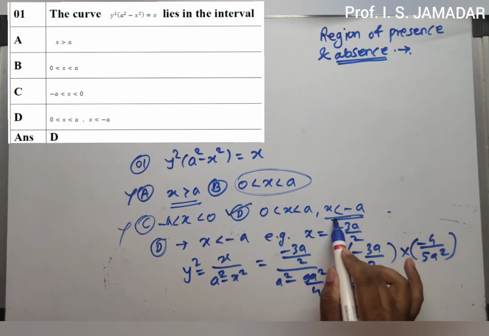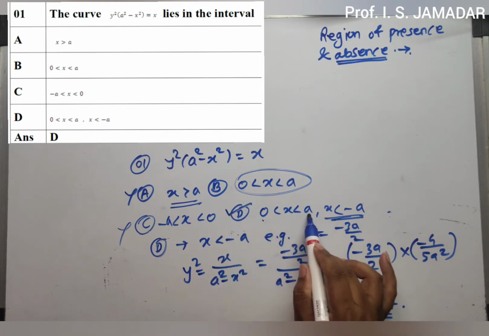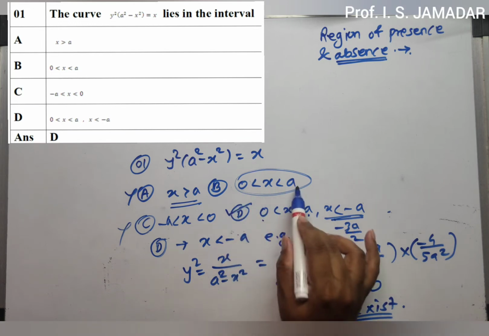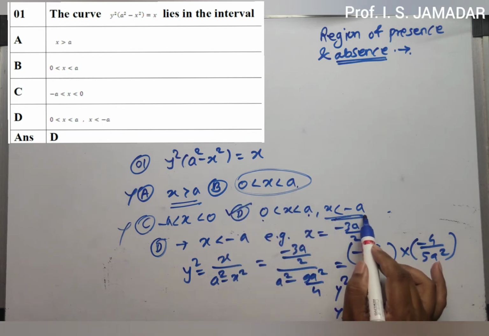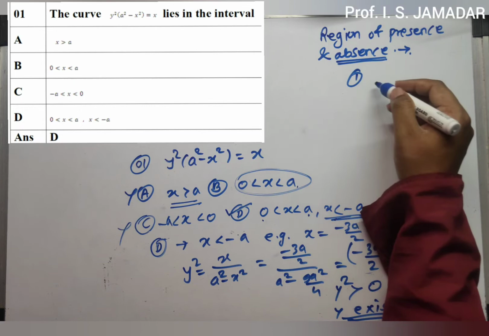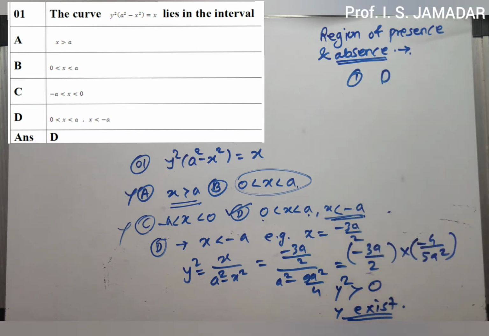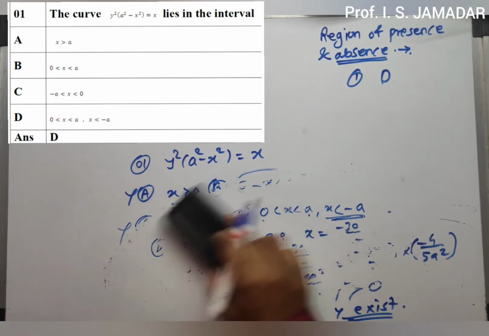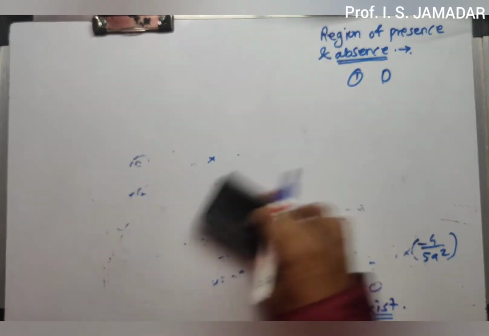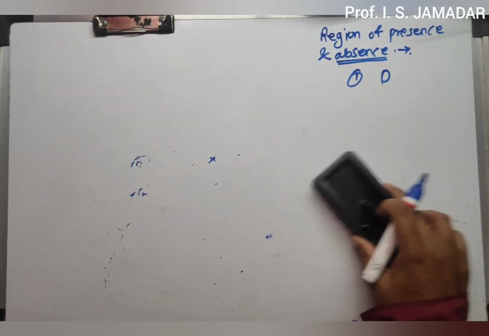For x less than minus a also the curve exists, and between 0 to a also the curve exists. Not only this, for x less than minus a also. So the answer for the first question is option D. Okay. Let us go for question number 2.